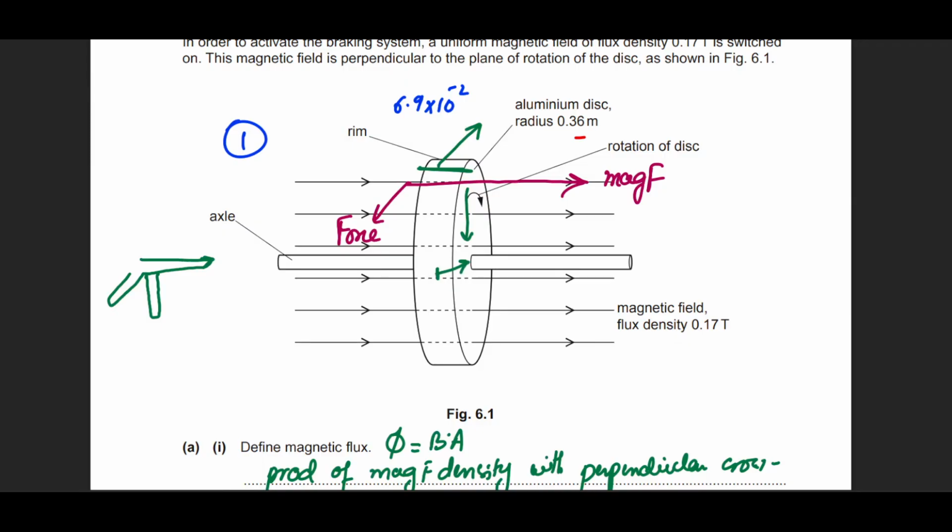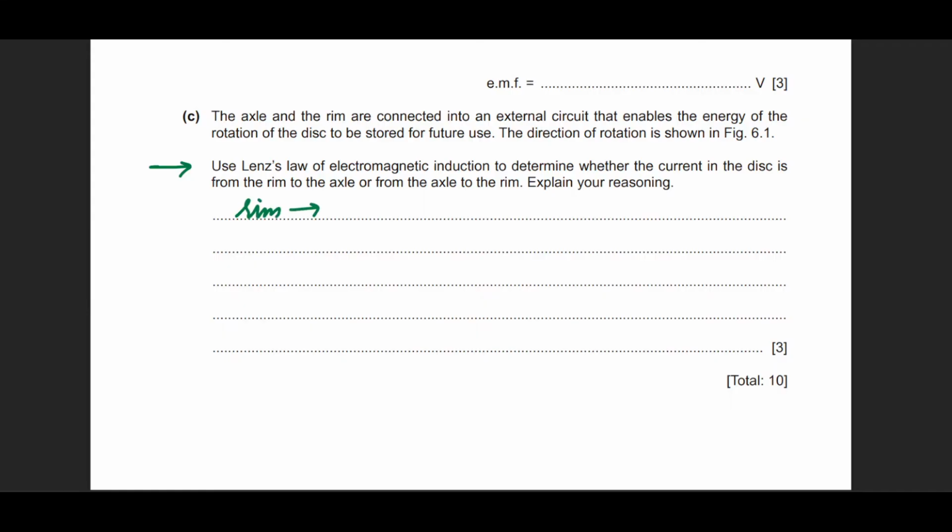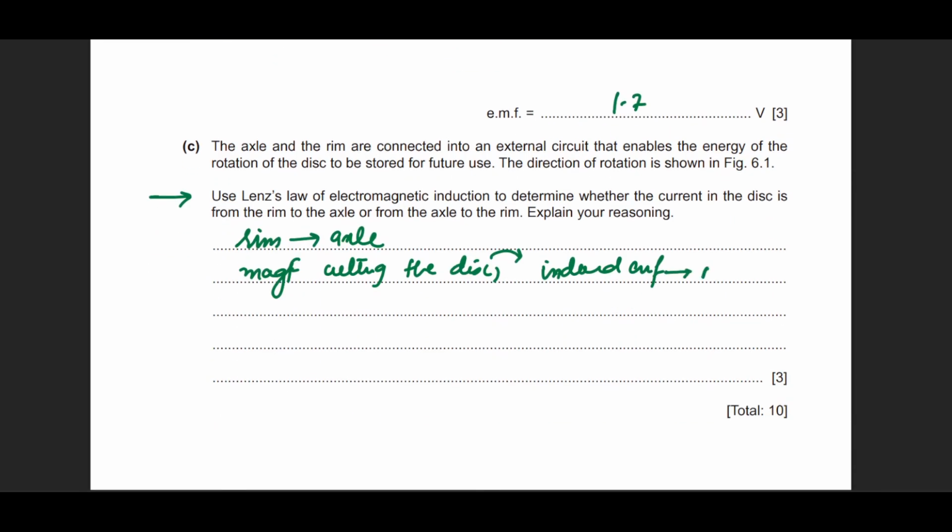So the current from all edges is actually going to move from rim to the axle. The current is moving from rim to the axle. And how have we done that? Because we know that the magnetic field is cutting the disk. And the disk, after being cut through by the magnetic field, is going to experience an induced EMF, which you've just calculated. The value is 1.7. This induced EMF will cause a flow of induced current, right? And that induced current is actually in the direction from rim to axle.